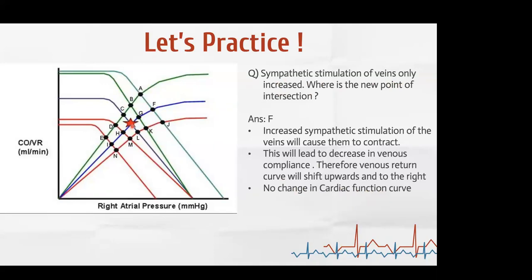Now, a follow-up question. If the question was that sympathetic stimulation to the cardiovascular system was increased in general, so to the heart and to the veins, where would the graph go? I guess point B. A. Or wait.